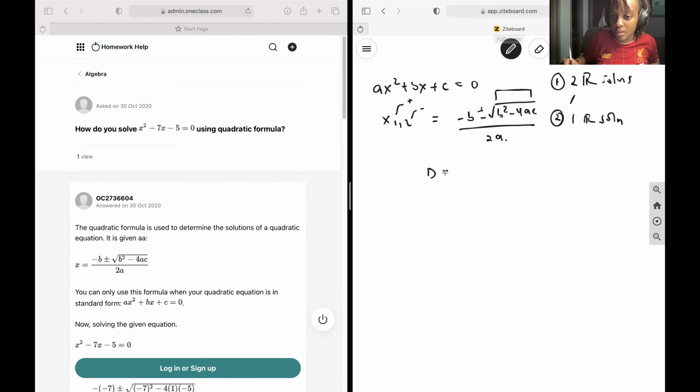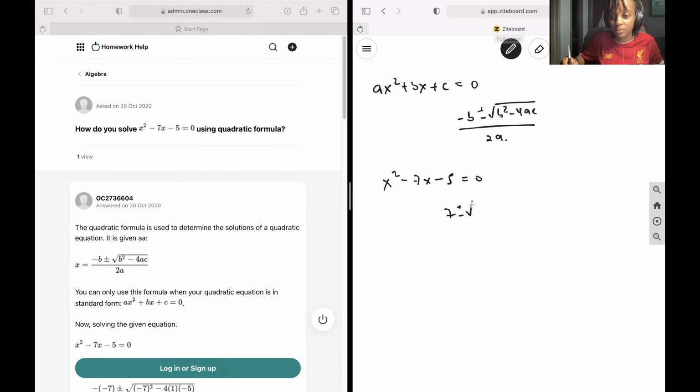Okay, so we're going to solve this using the quadratic formula, and then we can do another method. And so we have x squared minus 7x minus 5 is equal to 0. In this scenario, b is equal to -7. Negative over negative is positive, so 7 plus or minus the square root of 7 squared, which should be 49, minus 4 times 1 times -5.